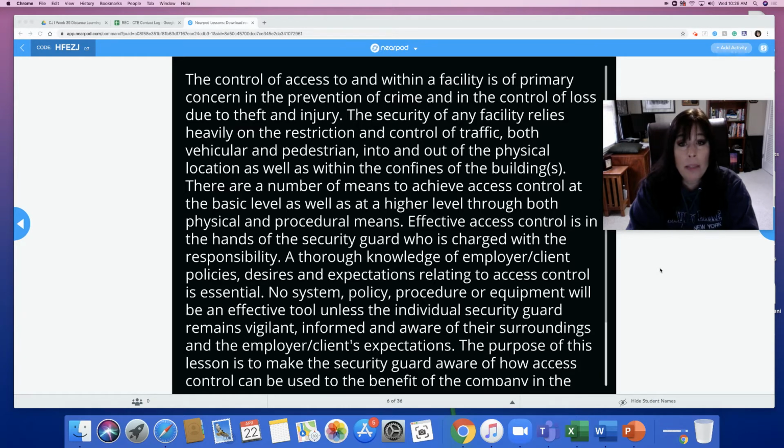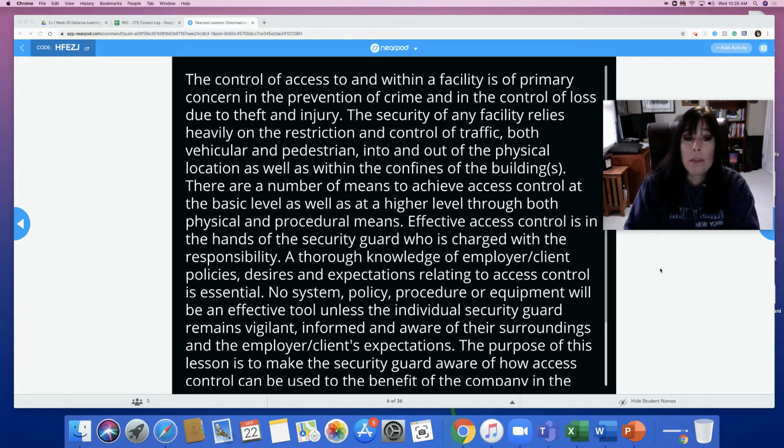There are a number of means to achieve access control at the basic level, as well as at a higher level through both physical and procedural means. Effective access control is in the hands of the security guard, who is charged with the responsibility. A thorough knowledge of employer or client policies, desires, and expectations relating to access control is essential. No system, policy, procedure, or equipment will be an effective tool unless the individual security guard remains vigilant, informed, and aware of their surroundings and the employer-client's expectations.